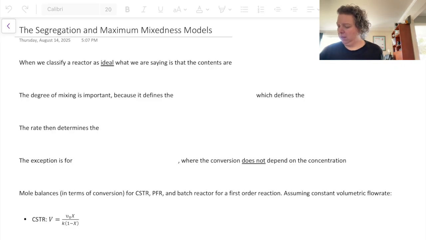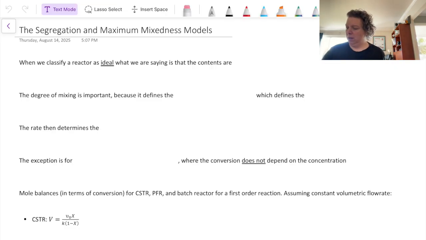In this lecture, what we're going to do is discuss different models for incorporating residence time distribution in real reactors. Specifically, we are going to evaluate the segregation model and the maximum mixedness model. This is going to be for real reactors. We have been thinking about ideal reactors, and now we're starting to move on to real reactors.